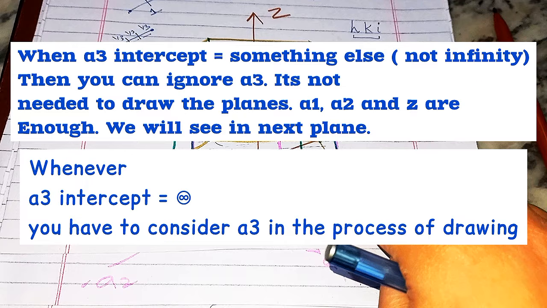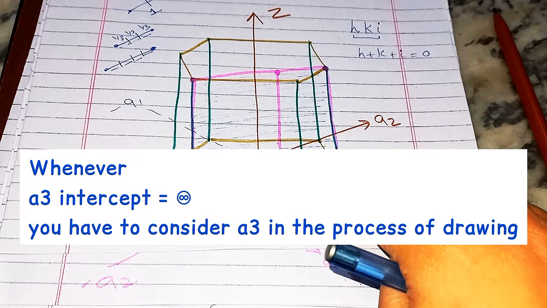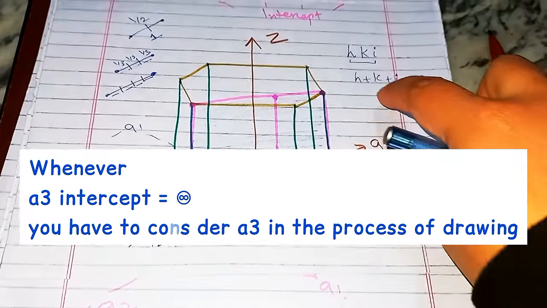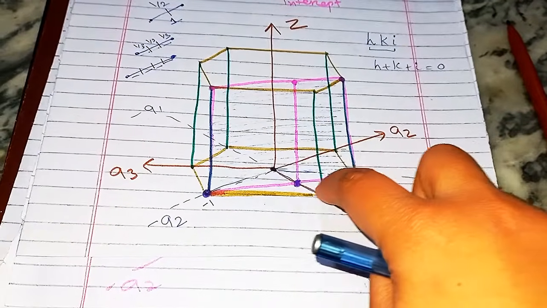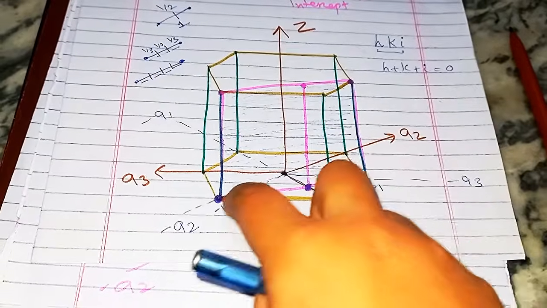All right, you will see this thing in the next figure, because including A3 complicates the figure, because sometimes since the figure is not accurate, we can't see them making a straight line, but they form a straight line when you are drawing it accurately. That is why it's a kind of easiness that we can enjoy, and it happens whenever the A3 intercept is not infinity.